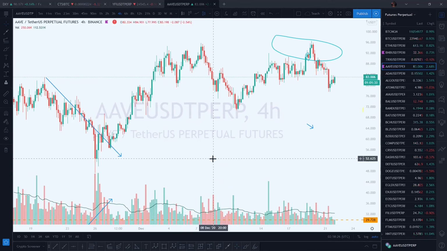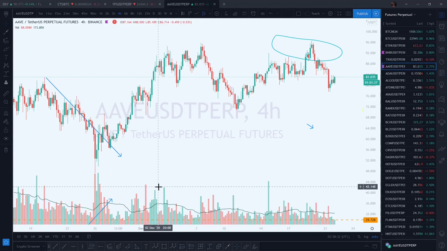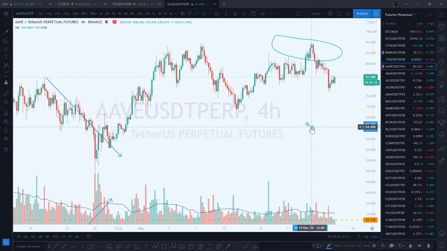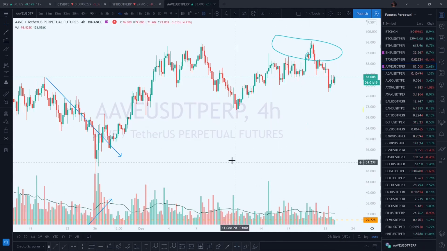And then you want to be careful of taking a long until you start seeing anomalies in volume and candles to ascertain that yes, the market is bottoming out. So that is it about volume and price analysis.